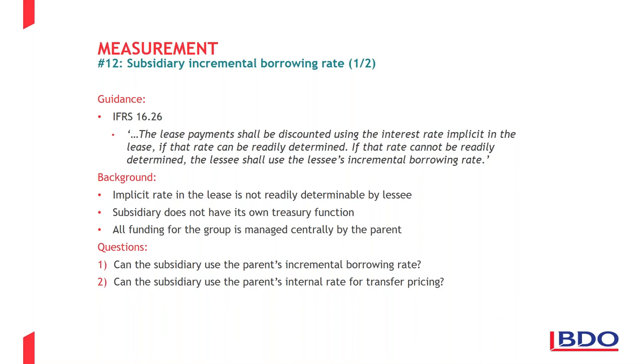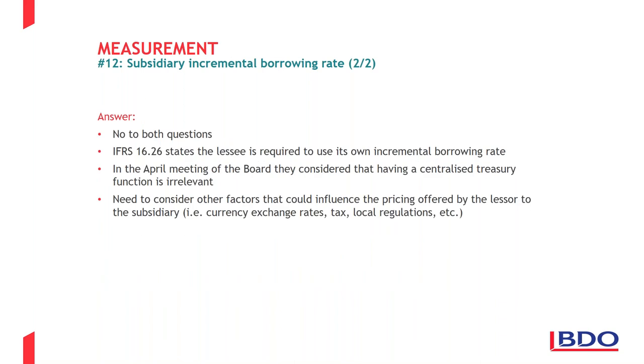That's our assumption. Let's say the subsidiary does not have its own treasury function. So the treasury function sits in the parent. All funding for the group is managed centrally by the parent. Now, questions. Can the subsidiary use the parent's incremental borrowing rate? And secondly, can the subsidiary use the parent's internal rate for transfer pricing? Now, very important here, the answer is no to both questions.